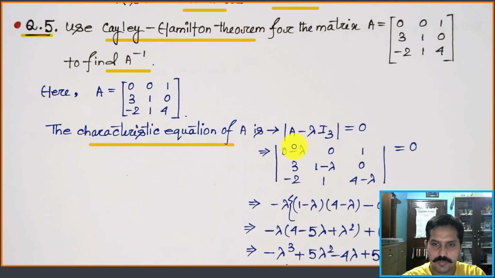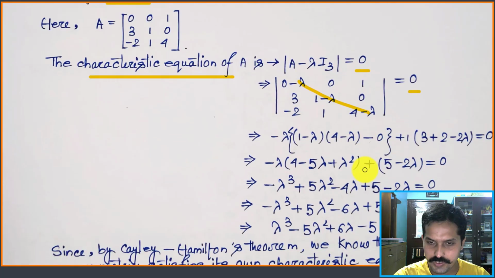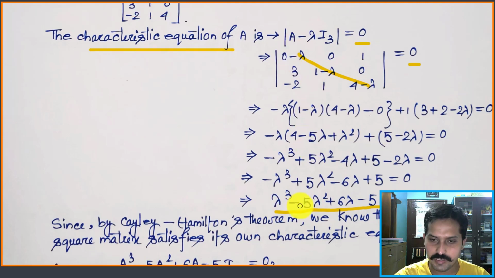So the characteristic equation of capital A is determinant of A minus lambda I3 equals 0. This is not mod, okay, this is determinant. Because this is a third order matrix, just do subtraction from the diagonal elements, that is 0 minus lambda, 0, 1; 3, 1 minus lambda, 0; -2, 1, 4 minus lambda, equals 0. Then do the simplification, and we get lambda cube minus 5 lambda square plus 6 lambda minus 5 equals 0. See, this is a cubic equation because the order of the matrix is 3, and definitely the characteristic equation is of the same order as the matrix capital A.